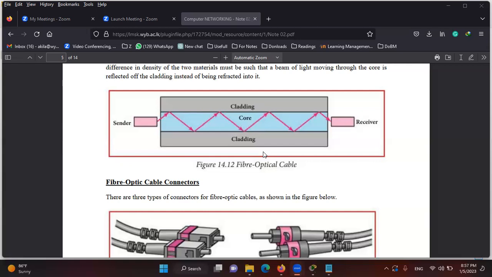Again, these cables are very expensive. Again, we need expertise support to lay these cables and connect these cables.